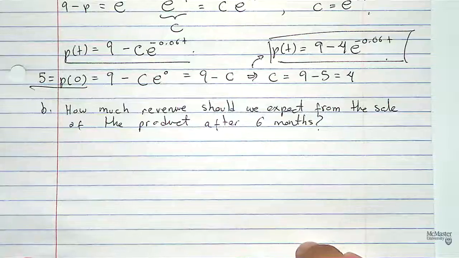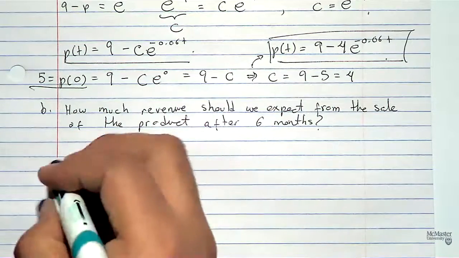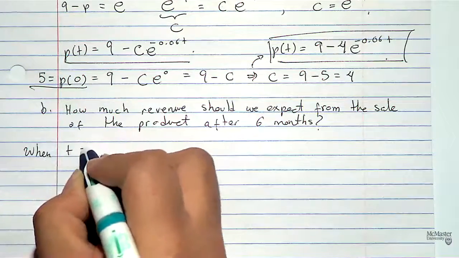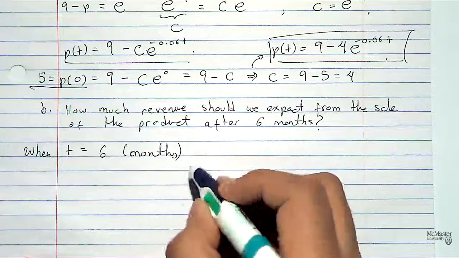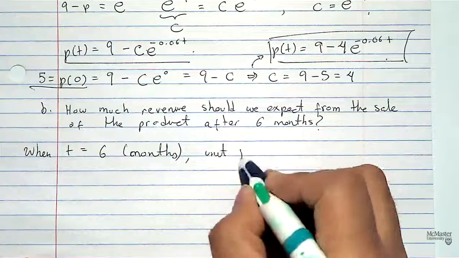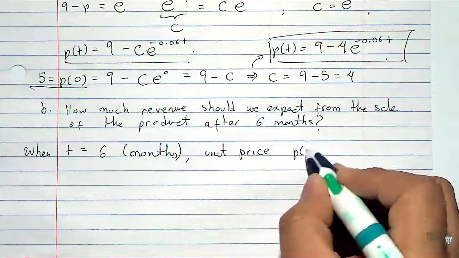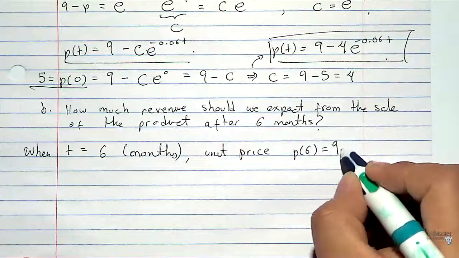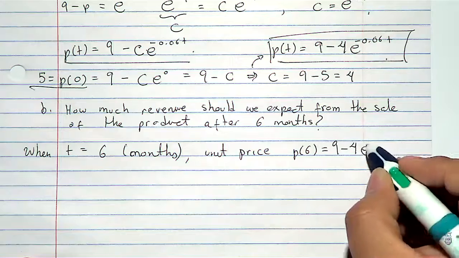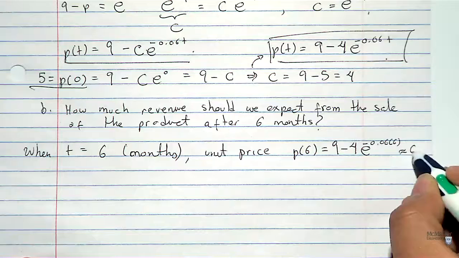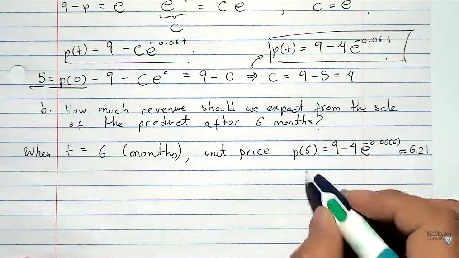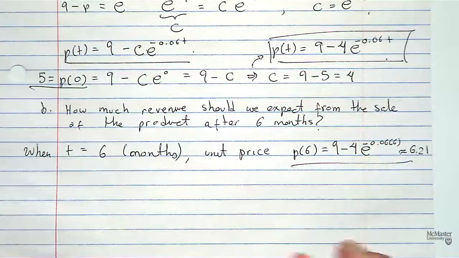So you have to remember that the units of time were months. So when t equals 6 months, the unit price P(6) equals 9 minus 4e^(-0.06 × 6). And if you do the computation, it's approximately 6.21. The important thing is that you have this value.